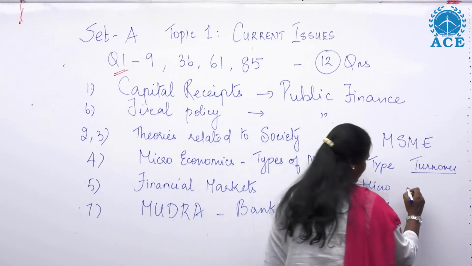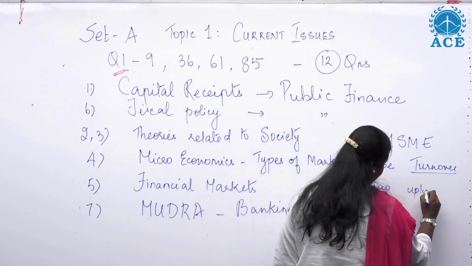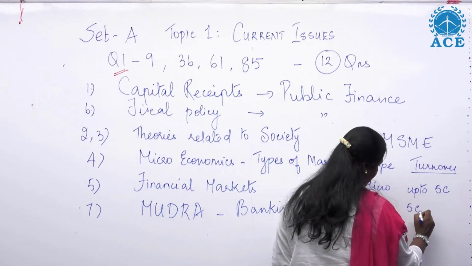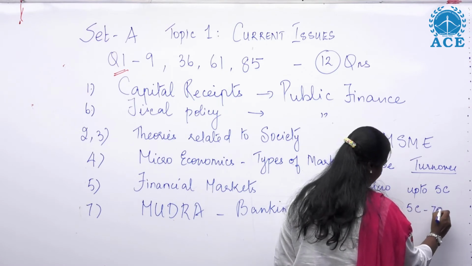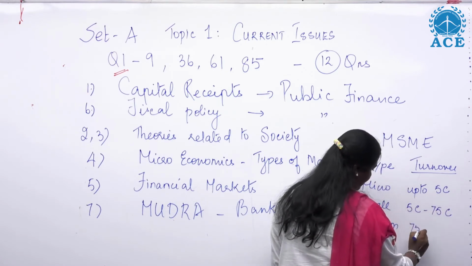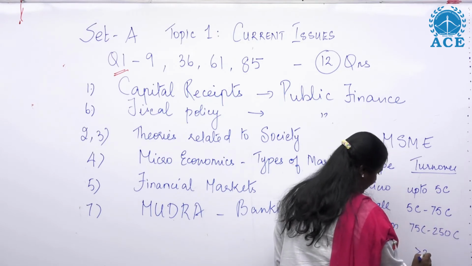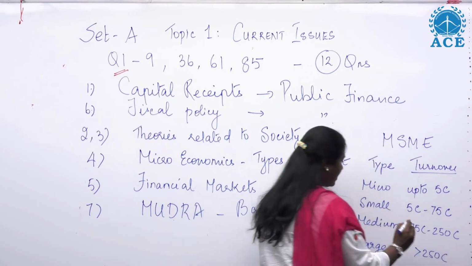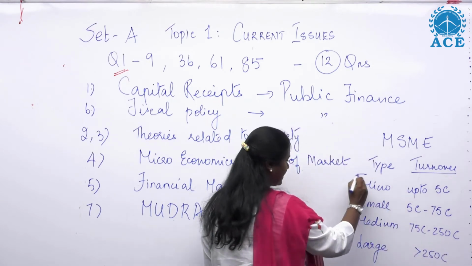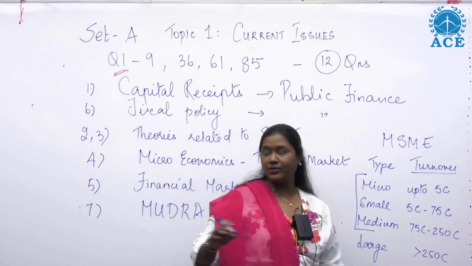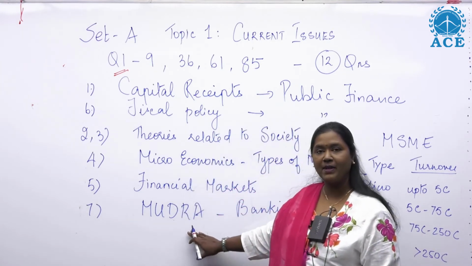So, for micro, the turnover is up to 5 crores, small is 5 crores to 75 crores, medium is 75 crores to 250 crores, and large is greater than 250 crores, right. So, when we say MSME sector, it is this sector we are talking about, and that is the reason Mudra was established for the development of the MSME sector.